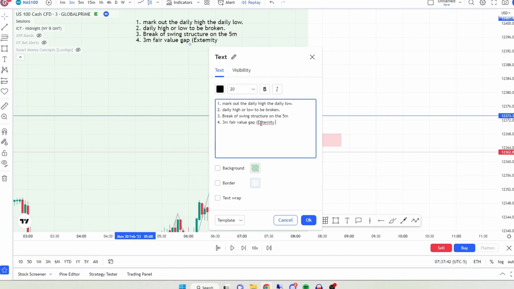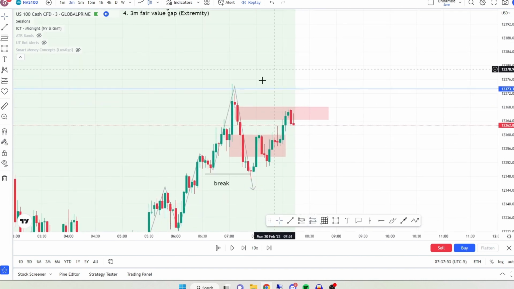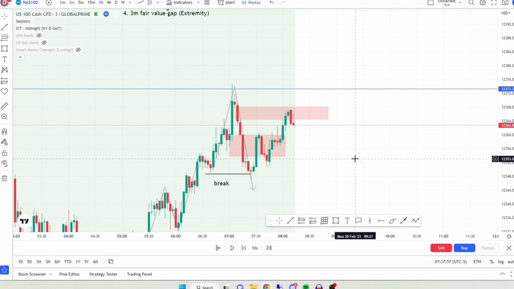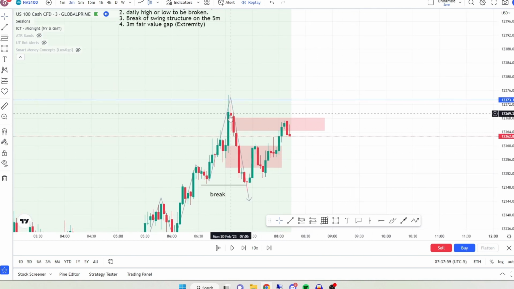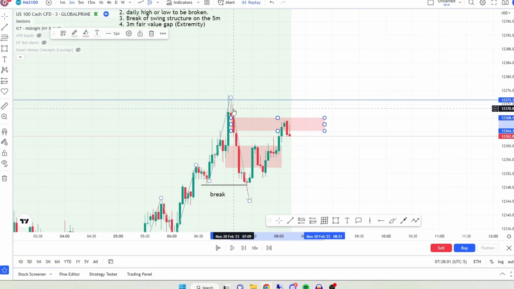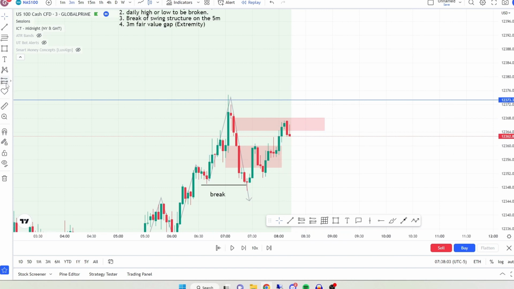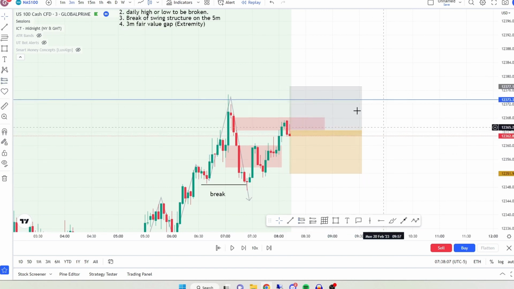How do I spell that? Let's ask for help. Okay, so you're always looking for the extremity, okay? And what that means is the one that is the furthest away from where price is. So this is the one that is furthest away, okay? So we will then place our limit order here and enter at this position.